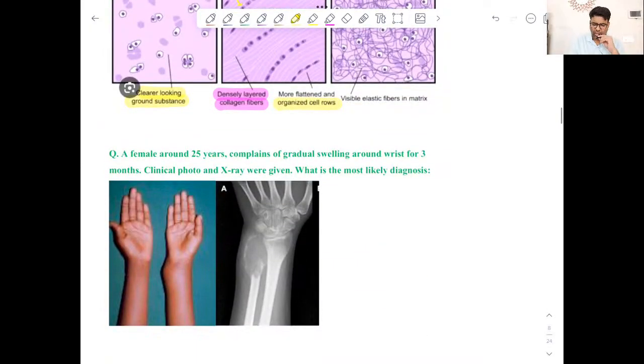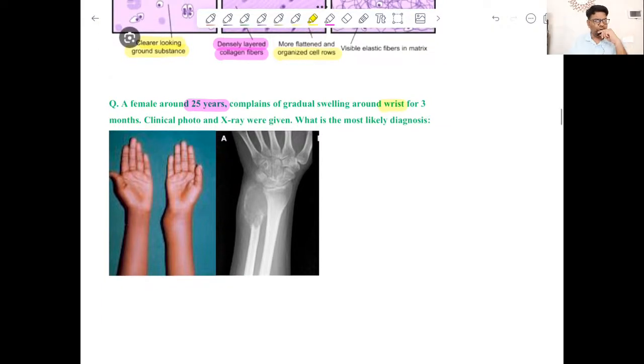Anyway, moving forward to the next question. Again, whenever there is a case of tumor, always note the age first. The very first thing you have to do is to look at the age, right? Then as we go forward, there is swelling around the wrist, and then a photograph and X-ray have been given. So the moment you look at the photograph, even more importantly, if you look at the X-ray, you will jump onto the straightforward diagnosis.